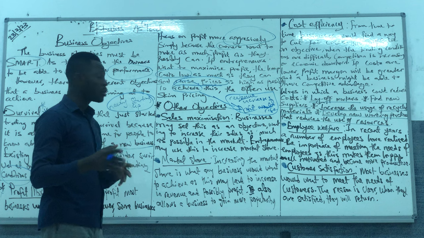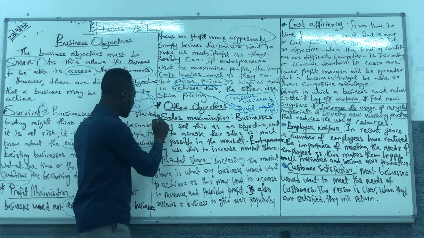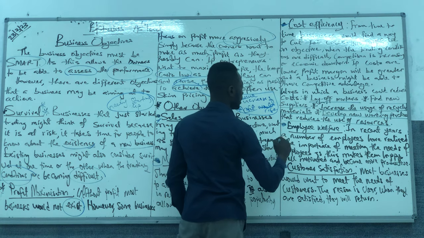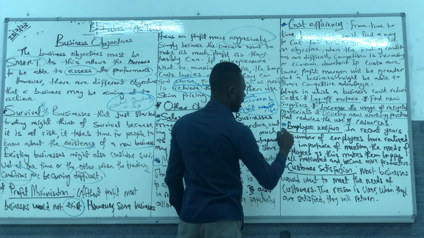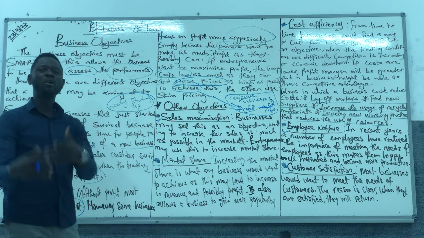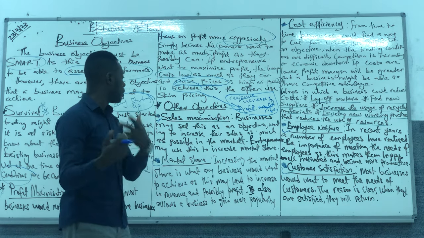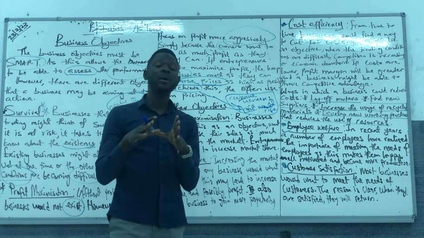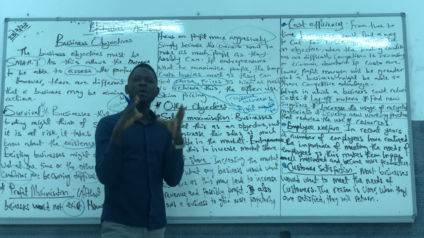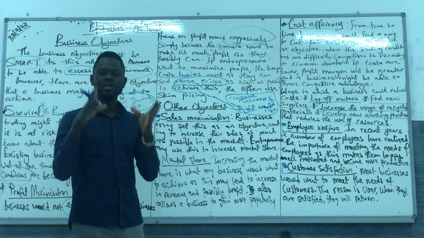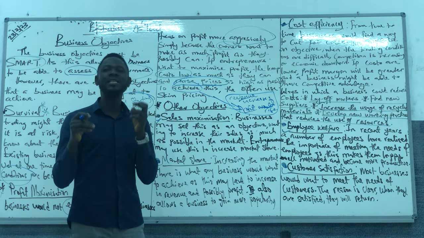For other objectives, here we're talking about sales maximization, market share, cost efficiency, employee welfare, and customer satisfaction. So let's check other objectives a business might want to achieve. Number one, sales maximization. When we talk about sales maximization, here we're talking about how a firm would want to increase the number of sales, the quantity of sales it makes in the market.